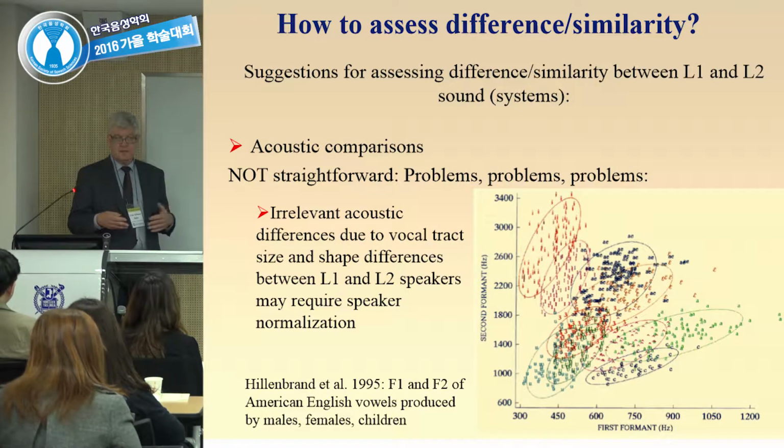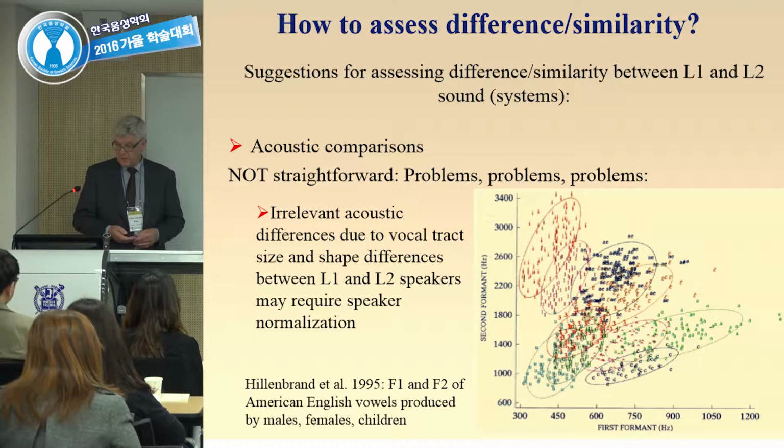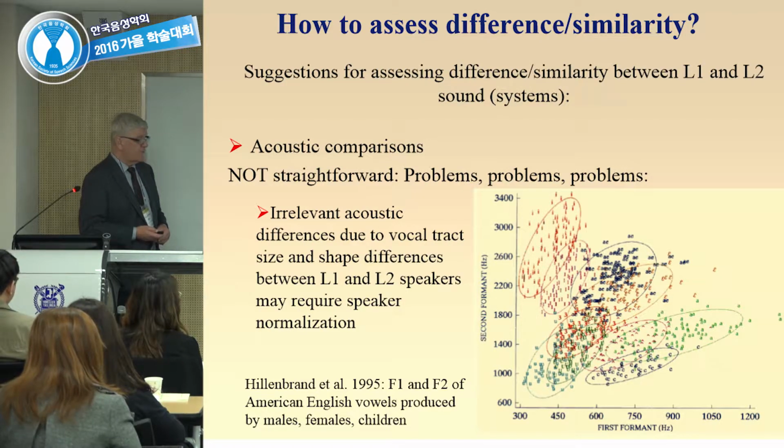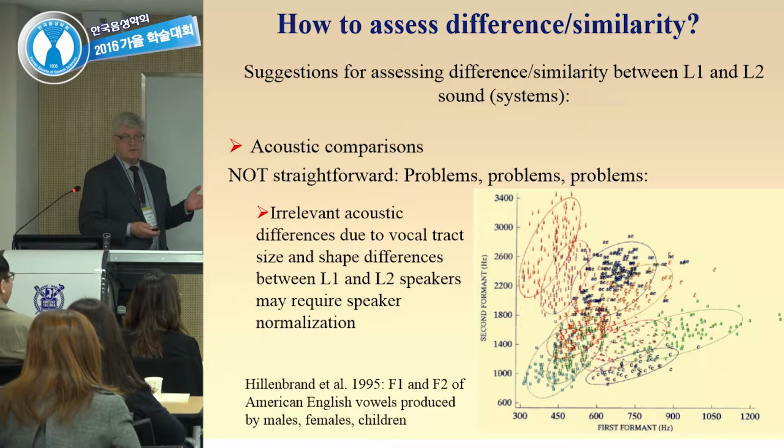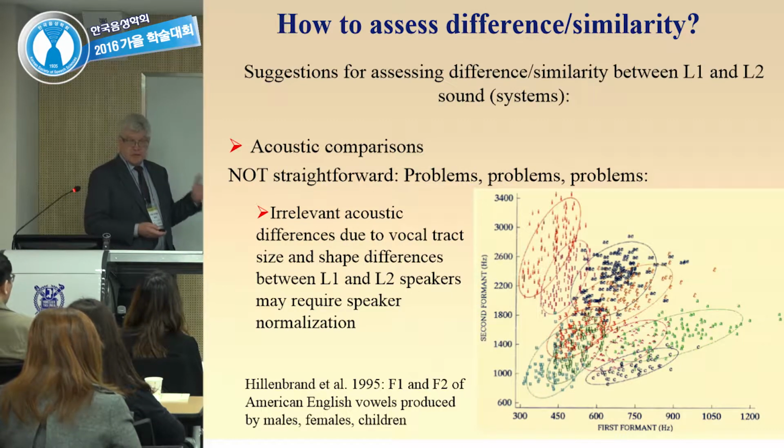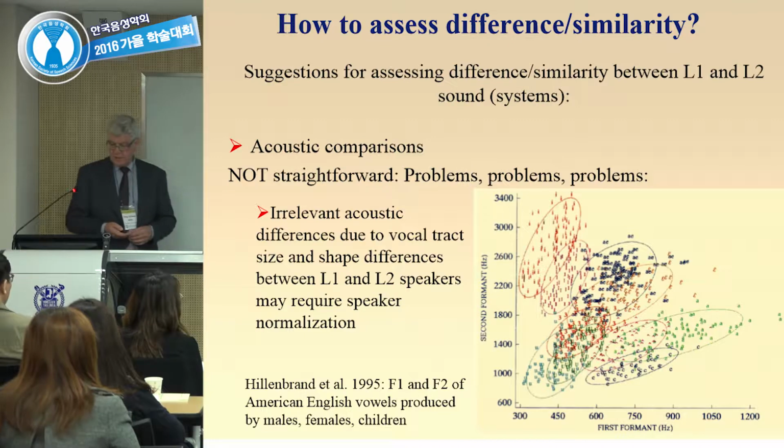It really is a can of worms. This just shows you the vowels of English as produced by native speakers, by men, by women, and by children. And of course there's some overlap, because this shows only the frequencies of the first and second formant. The third formant is missing, formant dynamics is missing, duration is missing, but still, this is a mess. You would need to normalize this.